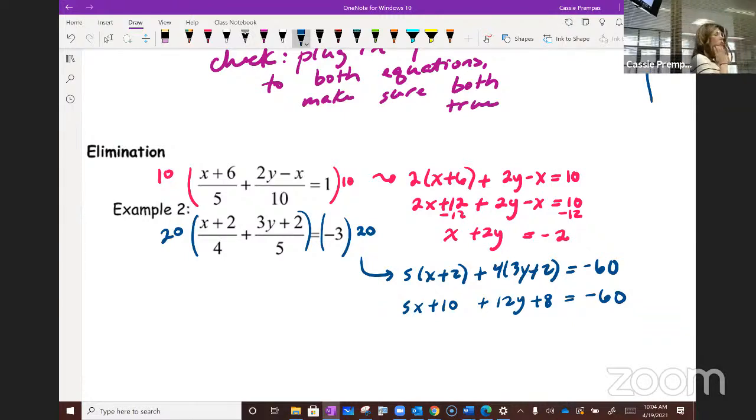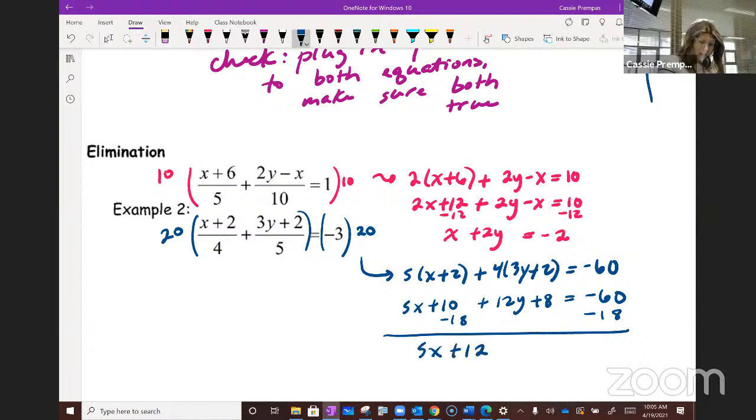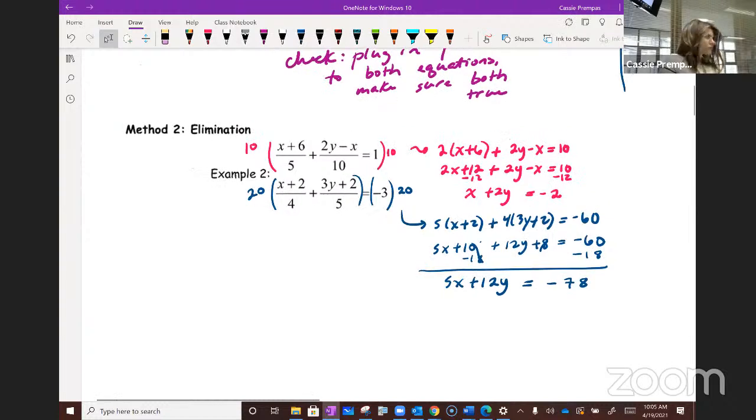All right, guys, I had you just share with your partner what you would multiply by to get rid of the fractions. But now what I'm doing is I'm getting the x's and the y's together and the constants on the other side. So I distributed the 5, I distributed the 4. 10 plus 8 is 18. So I'm going to subtract 18. I'm not sure where you guys are in your work, but I have 5x plus 12y is equal to negative 78. Did you guys get these two equations?